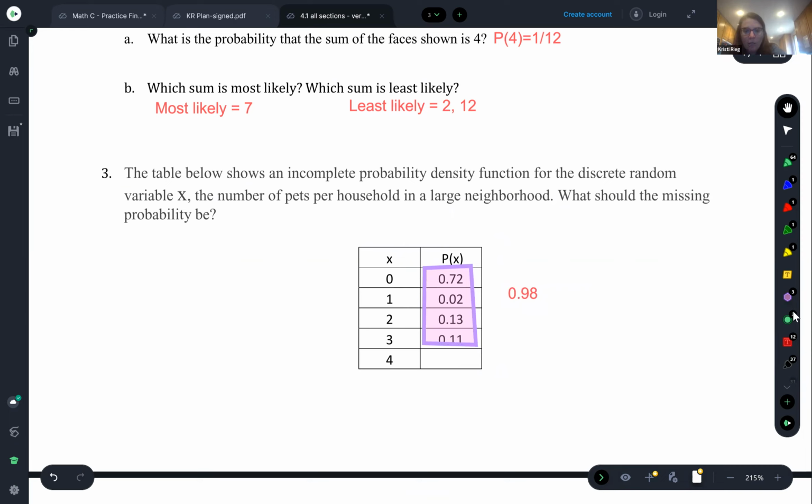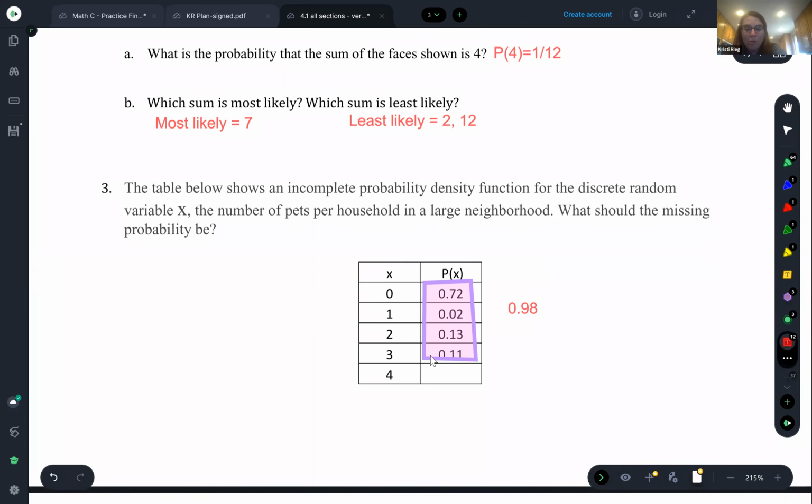The question is, what is the missing probability in this bottom box down here? And so what I need to do, because I know for a discrete probability density function, the whole thing needs to add up to 1. So think of this like money. Like I already have 98 cents. What do I need left over to get $1? So the bottom one has to be 0.02 or 2 cents.